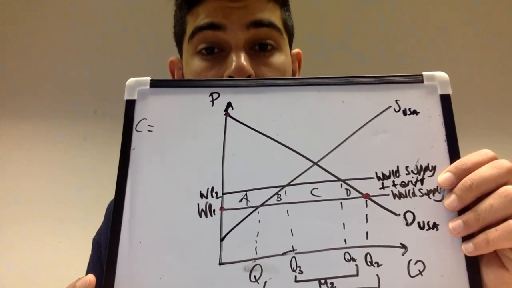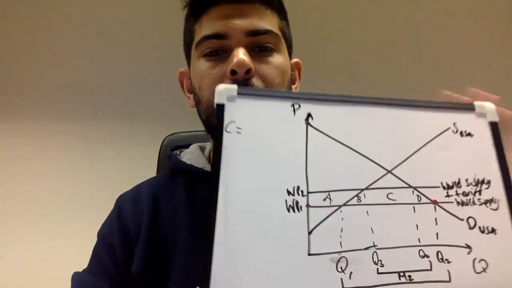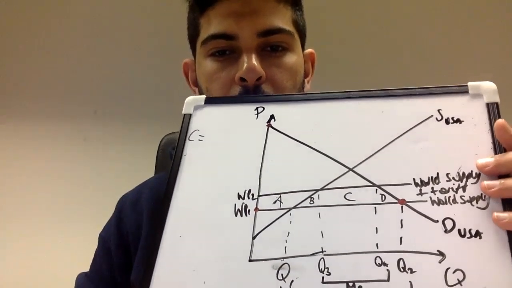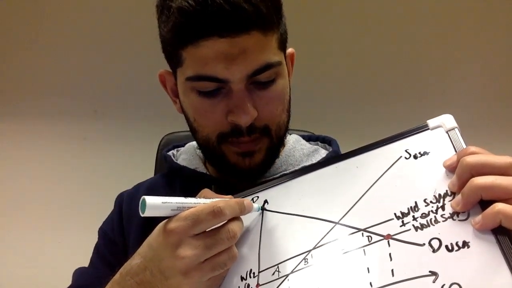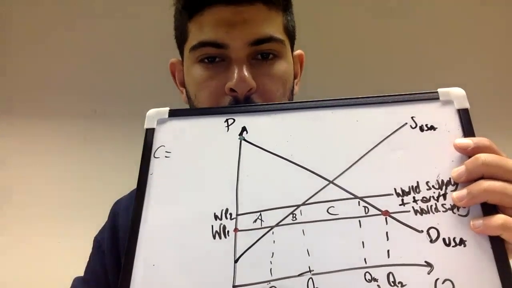That triangle is the initial consumer surplus. Right, let's now do consumer surplus following the tariff. So I'm going to do it in green, so that's hopefully a little bit easier. The maximum price the consumers are willing and able to pay for the good is still exactly where it was before, because the demand curve hasn't shifted. So it's still there. That's still the maximum price they're willing to pay for the good.